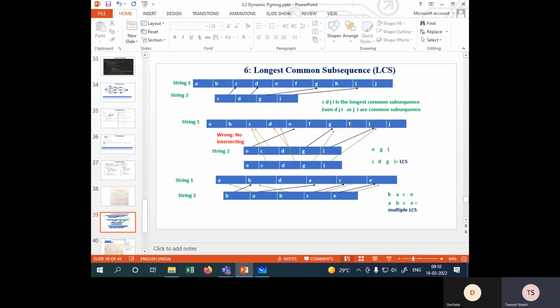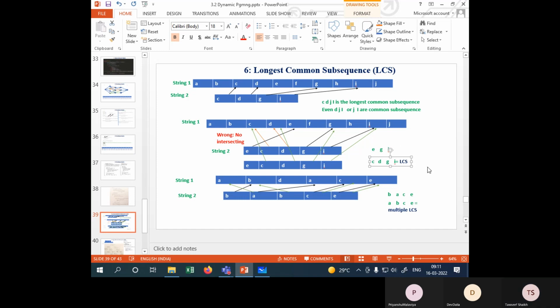Of course it is. But if I take this C also into consideration, this C is matching with C. This D again is matching with this D. This G is again matching with this G. This I is again matching with this I. So the purpose is to take the one which is longest in size. So LCS of this string will be this one, not this one.